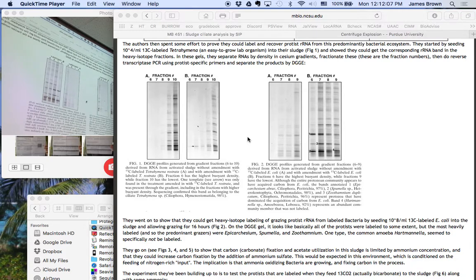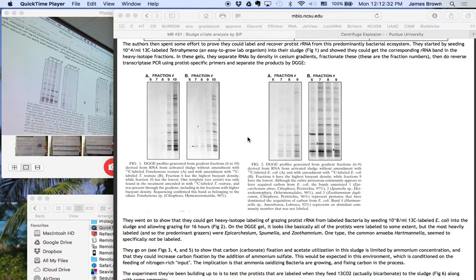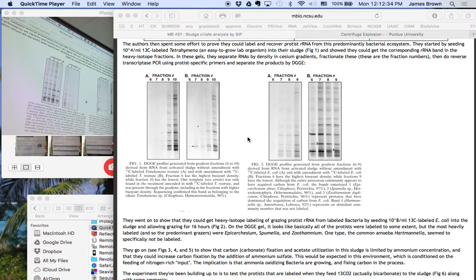And so to get this experiment to work, they're going to verify first that each of the steps are possible. And so the first thing is they want to show that they can recover protist RNA from these ecosystems. And so they add C13 labeled tetrahymena to a sample and then pull out by stable isotope probing the band. How do you use C13 labeled tetrahymena?